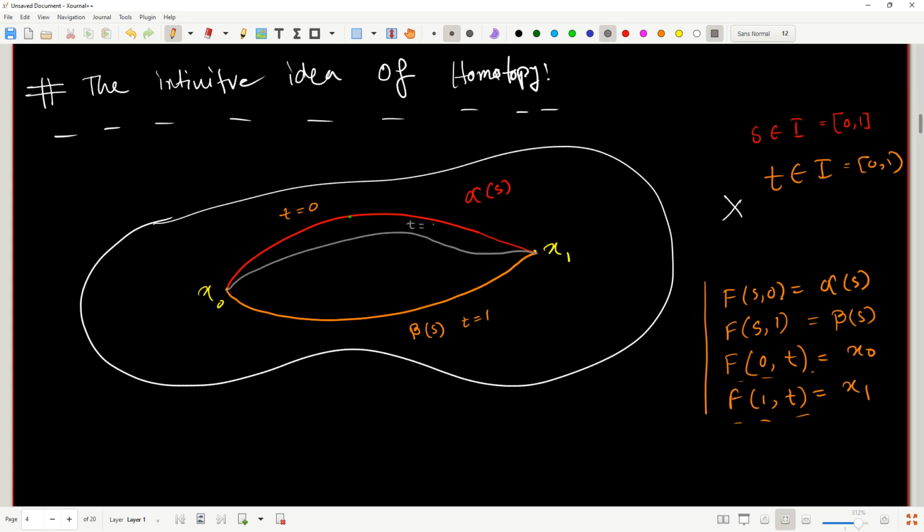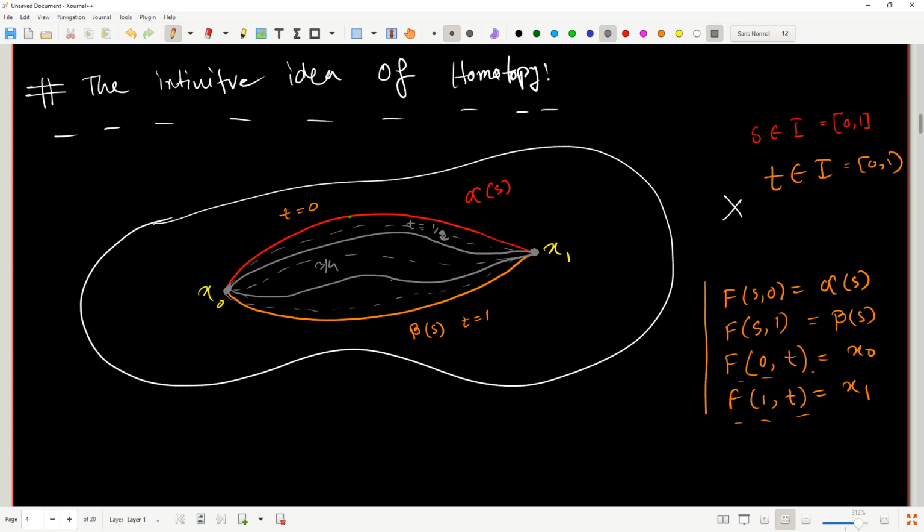Let's say this is t equals 1/3. Let's say, what should I have here? Okay, let's say this is t equals 1/2. Then I should have a 3/4 maybe. Yeah, I think so. So all the paths in the middle are a family of paths, right? And all these paths between x0 and x1, in this case, all of these are equivalent to each other.